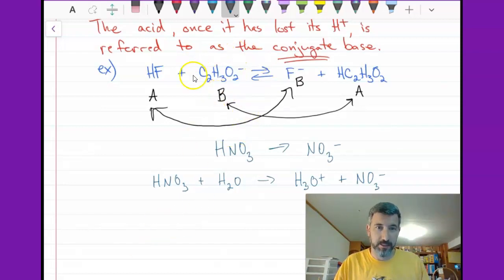Like, for example, acetate here is the base on the left side of the equation. So it should have a conjugate acid on the right side of the equation. And you can see I've connected it with arrows already, so you should already know what it is. But since it's a base, it's accepting a proton. So its conjugate will be an acid. In other words, its conjugate will be it with an extra proton. Okay? So it would be the hydrogen acetate, or acetic acid.